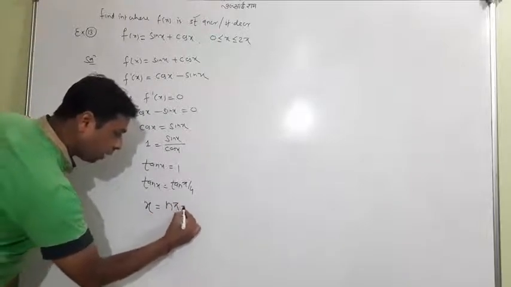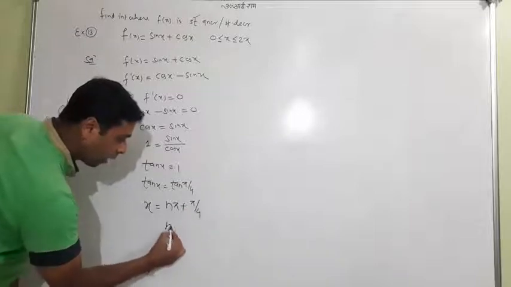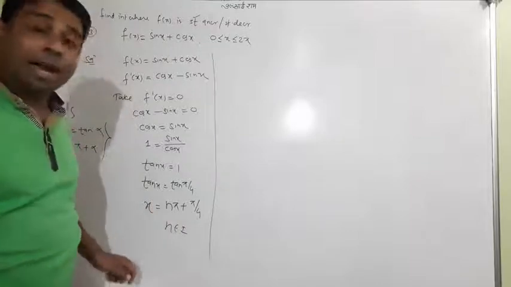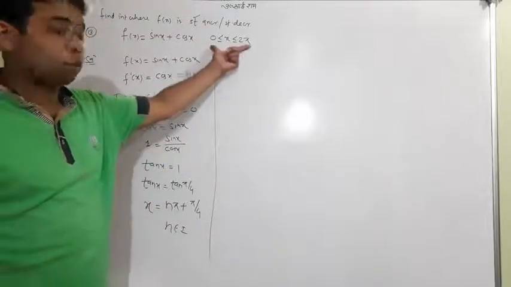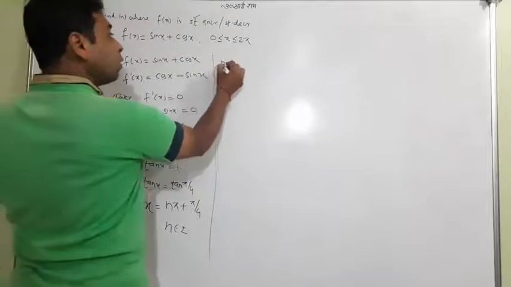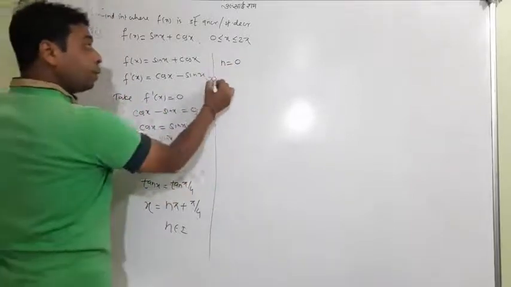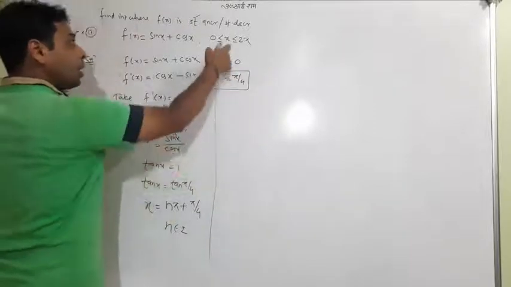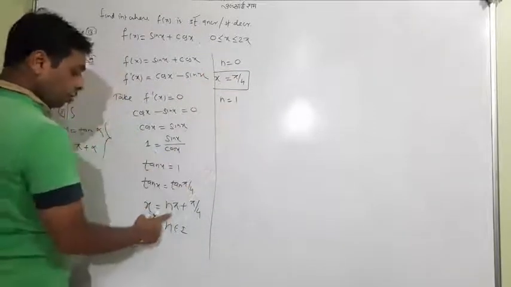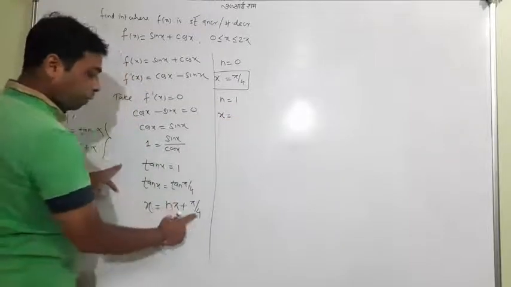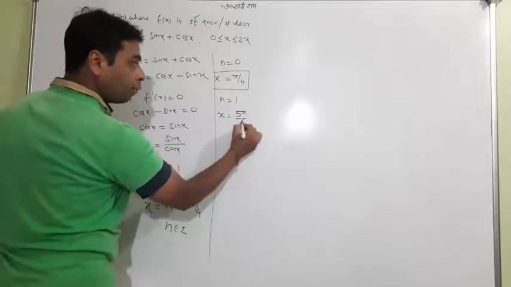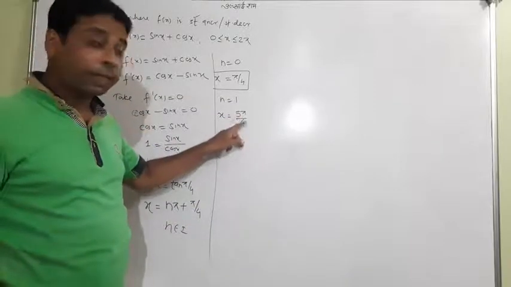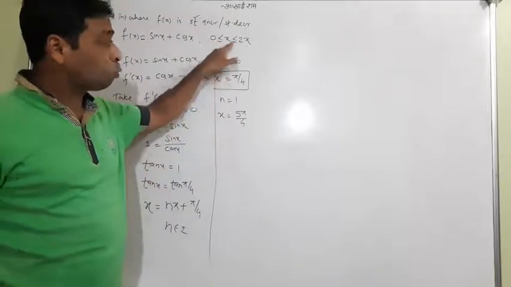It is nπ plus α, where n belongs to integers. So I'll put values of n one by one and find all those x which lie between 0 to 2π. First, n equal to 0. So x will be 0 plus π/4, which is acceptable because it lies between these two. Then n equal to 1, so x is equal to π plus π/4, meaning 5π/4, which is 225 degrees, and 225 lies between 0 to 360.